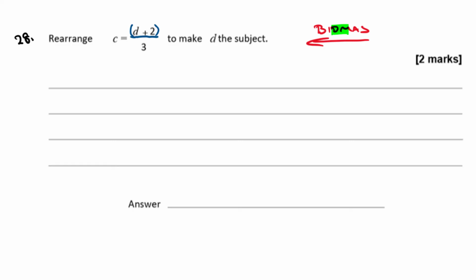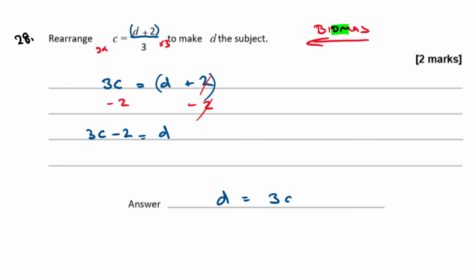We're going to do the opposite of dividing by 3. So I'm going to times both sides by 3. That's going to give me 3c equals d plus 2. Okay, and then I'm going to deal with that implied bracket there. So I have to do the opposite of adding 2, which is taking 2 away. So I'm going to take 2 away from both sides. That is going to cancel with that, leaving me with d on the right. I'm going to get 3c minus 2. So d equals 3c minus 2.